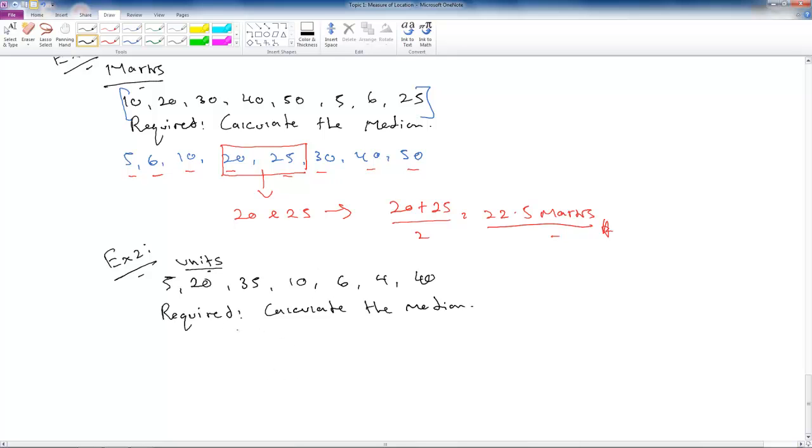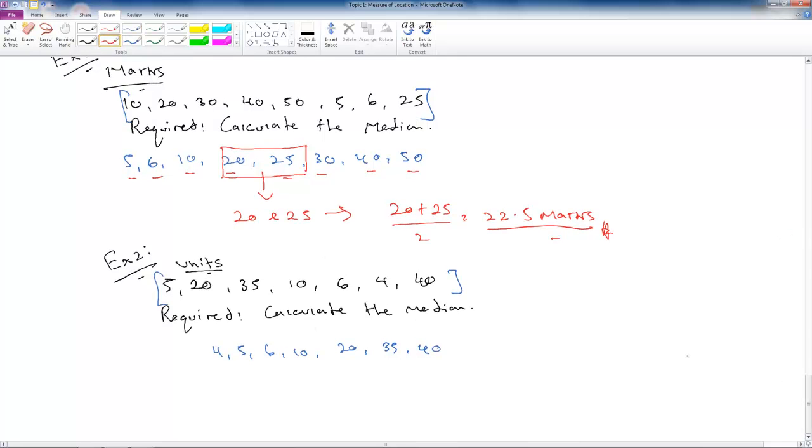Here, of course, it is not in an arranged form, so what do we do? You rearrange it, same thing, from the lowest to the highest. So the lowest value will be 4, 5, 6, 10, 20, 35, and of course 40. So that is in the arranged form. So we have 1, 2, 3, 4, 5, 6, 7.